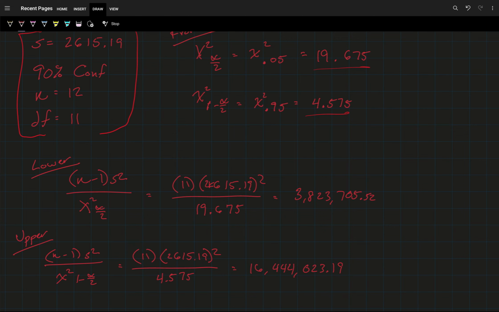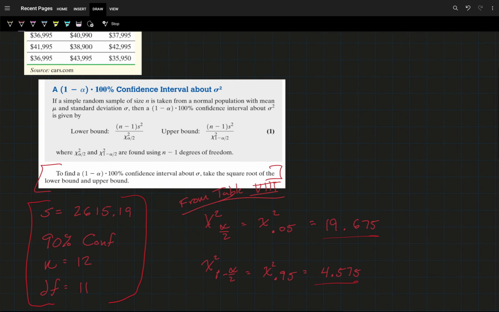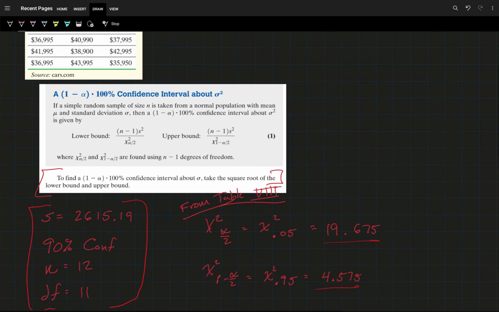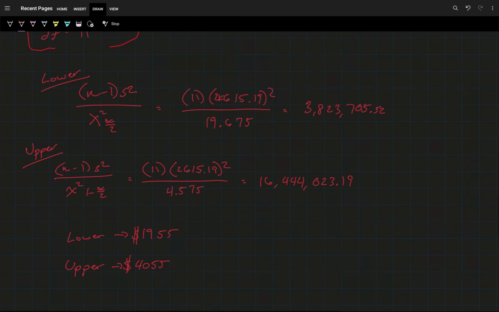So keep in mind, those are not the upper and lower bounds of our standard deviation. A quick glance would hopefully prove that wouldn't make any kind of sense, because our values here are only in the roughly tens of thousands, 40,000, 30,000, probably. So having a standard deviation of 3 to 16 million doesn't really make any sense. But if we go ahead and take the square root of each of those values, we end up down here with a lower bound of 1,955 and an upper bound of 4,055.